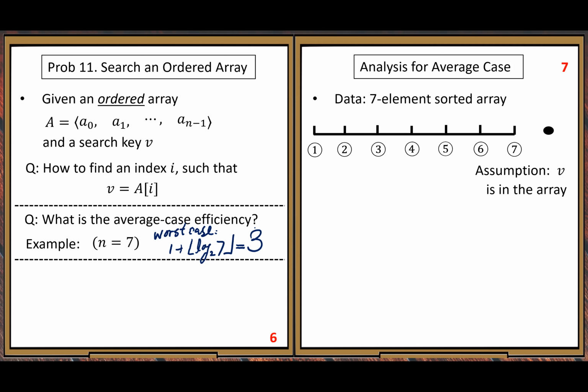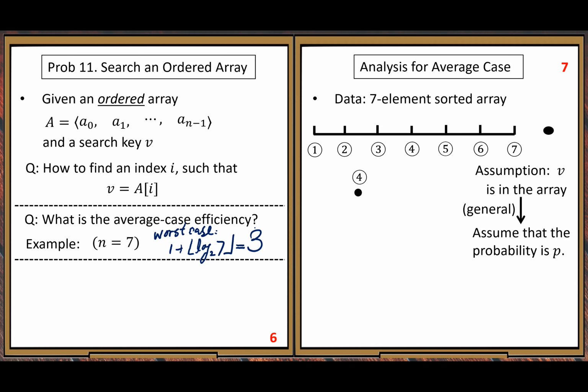All right, here we make a simple assumption. V is in the array. If V is not in the array, then we need to make another assumption, some probability P for which V is in the array. To make the discussion as simple as possible, let's make this assumption, V is in the array. Otherwise, you need to use that P.